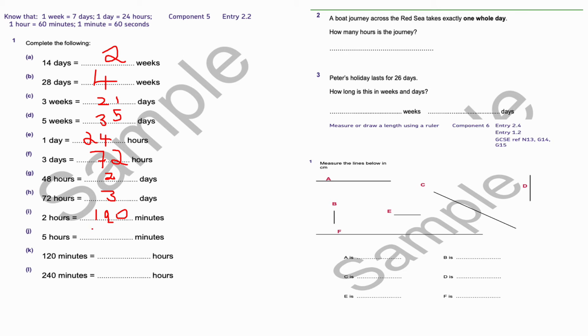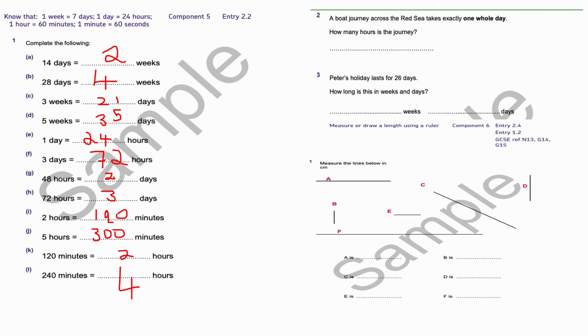5 hours is 5 lots of 60, which is equal to 300, because 5 times 6 is 30, add the 0 is equal to 300. 240 minutes, so divide that by 60, I get 4 hours. Oh, is that right? Sorry. No, I've made a mistake here, sorry. It should be 4 hours. Okay, I was looking at a wrong conversion there, I made a mistake.